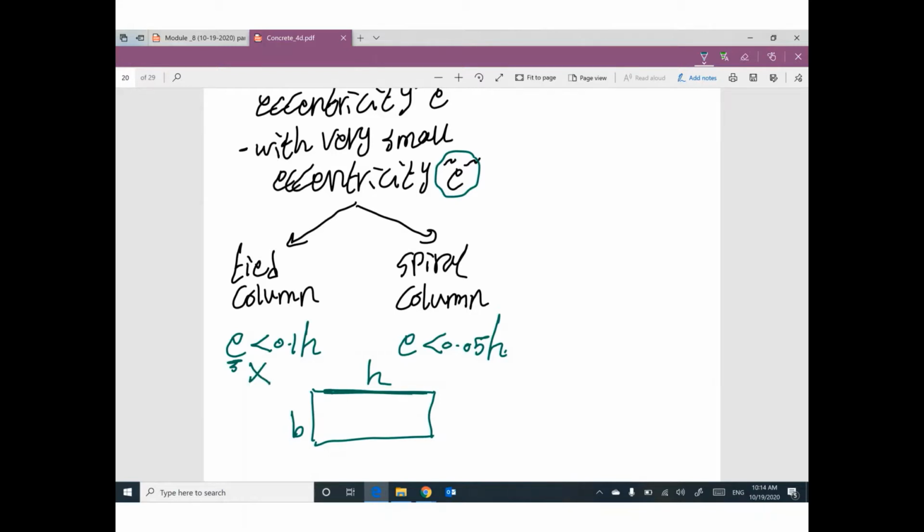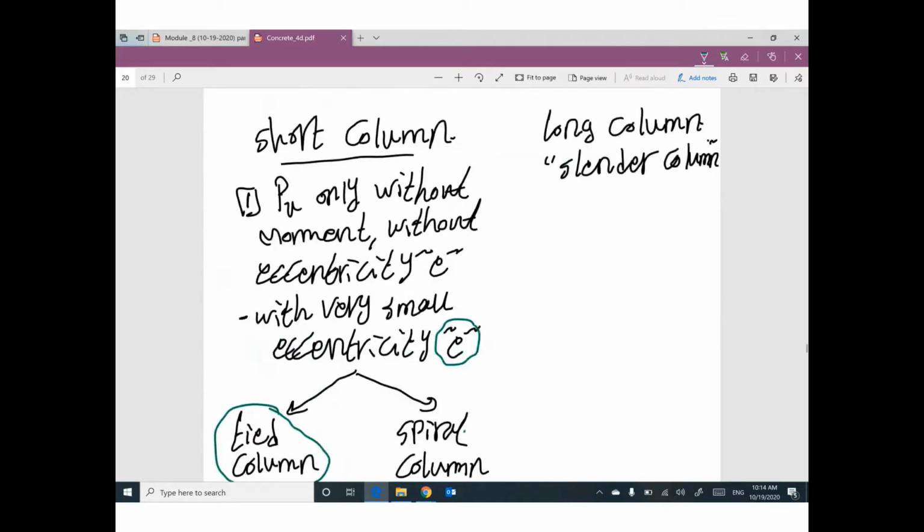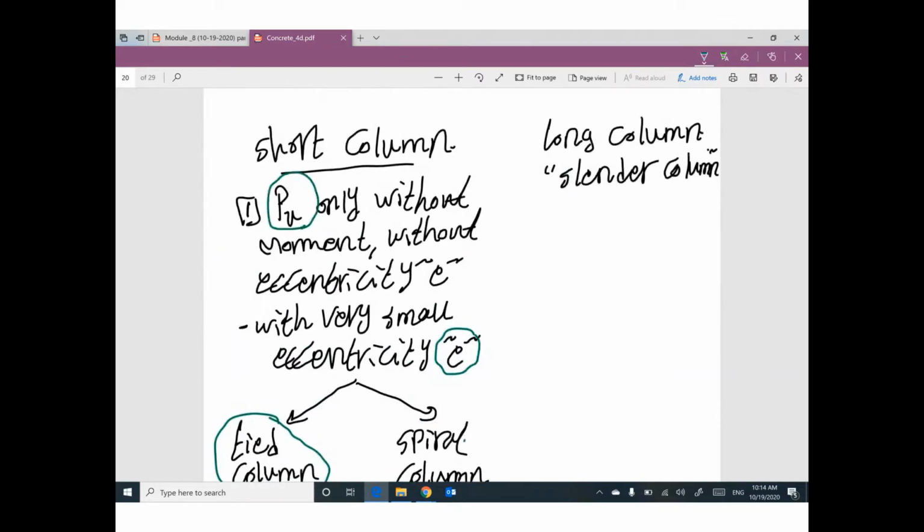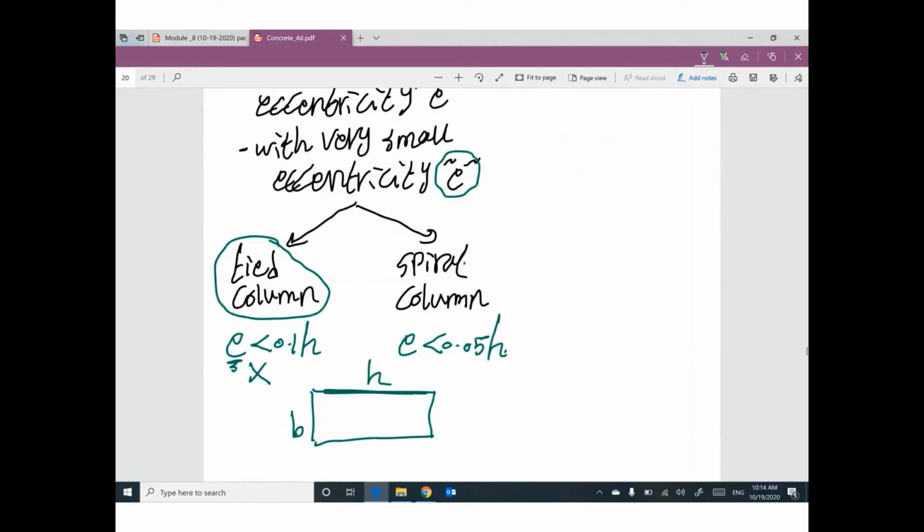In the case of a tied column. In the case of a spiral column, if this eccentricity is smaller than 0.05 h, forget it. Just focus on P ultimate. And we have two equations to design this column: one for tied column and one for spiral column.